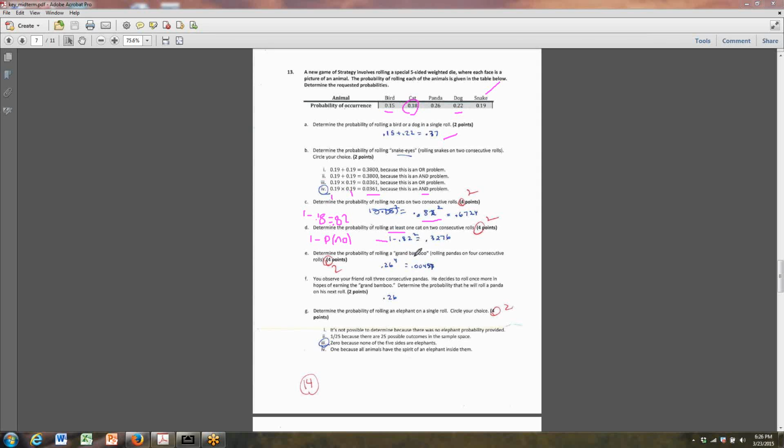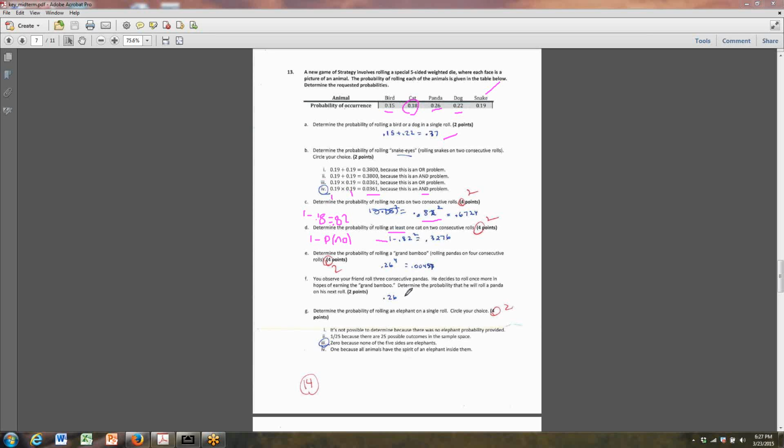Determine the probability of rolling a gram of bamboo, rolling pandas on 4 consecutive rows. So pandas on 4 consecutive rows would be 0.26 to the 4th, which is 0.00457. You observe your friend roll 3 consecutive pandas. Then he decides to roll 1 more in hopes of earning the gram of bamboo. Determine the probability he will roll a panda on the next roll. Well, the next roll is totally independent of the first 3 rolls, so it's just 0.26.